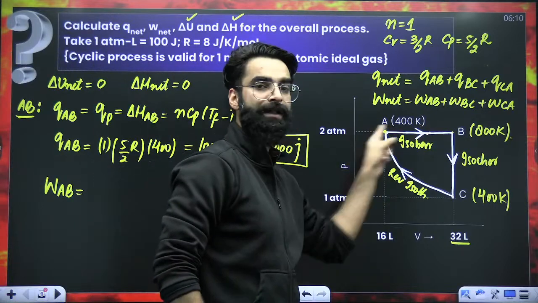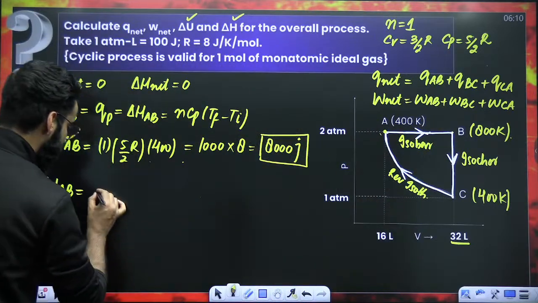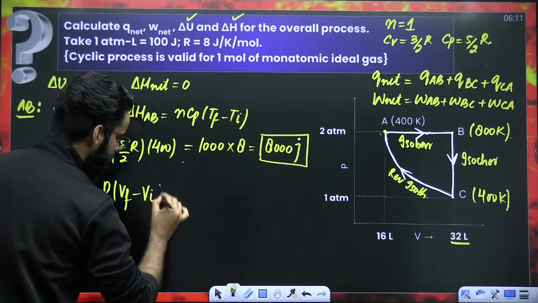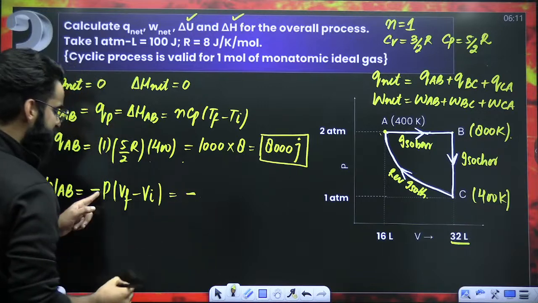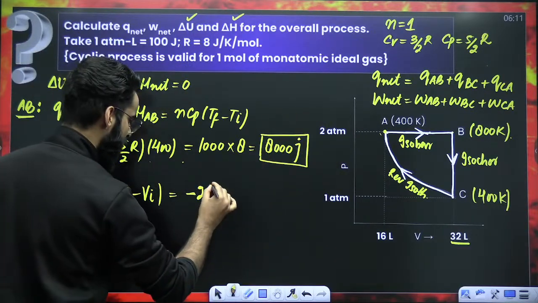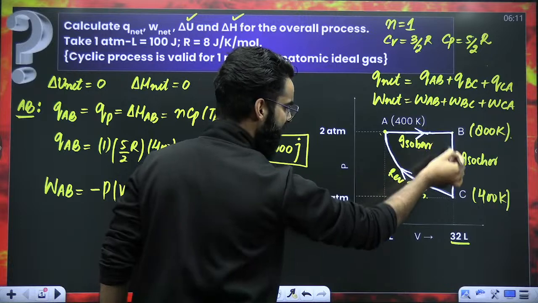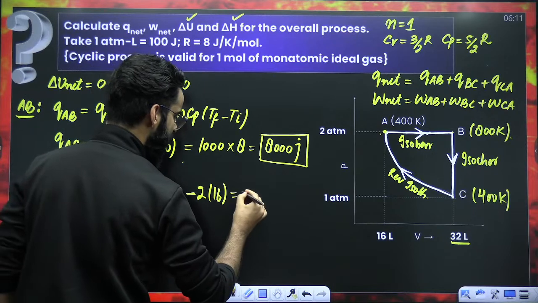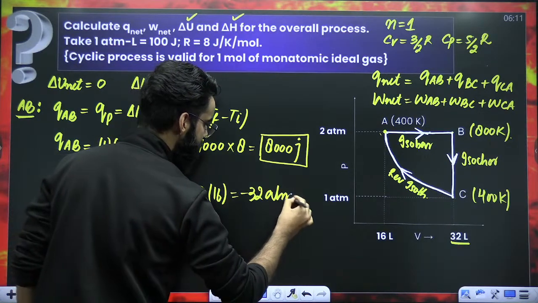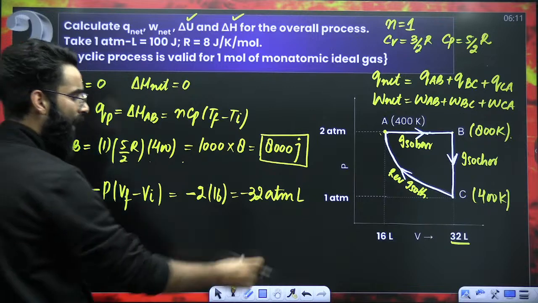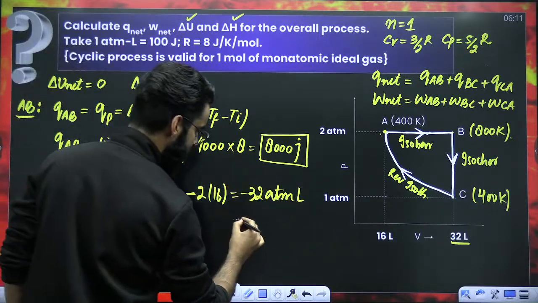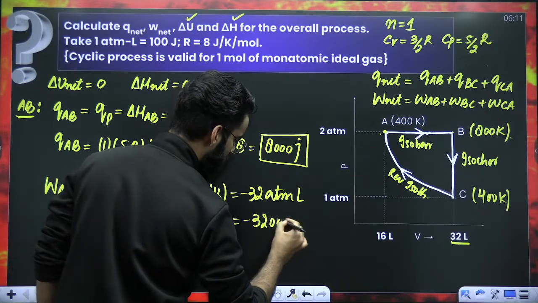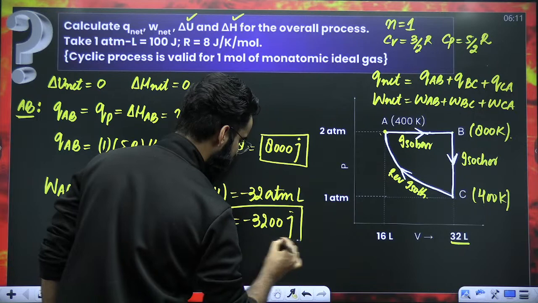Since the AB process is isobaric, and in case of isobaric processes, how do we calculate work? It's minus P delta V, which is simply V final minus V initial. So I'll start with minus. Pressure of the gas is simply 2 atm. V final minus V initial: V final is 32 liters, V initial is 16 liters. So 32 minus 16 comes out to be 16. The value comes out to be minus 32 atm liter. Now, as per the equation, 1 atm liter is equal to 100 joules. So it has to be minus 3200 joules. This is the value of WAB as well.